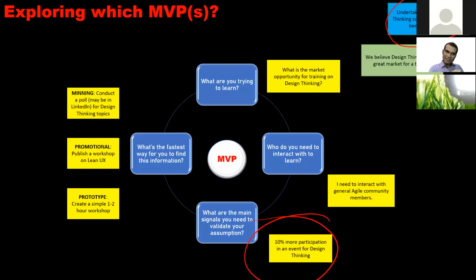So with these three MVPs, and of course not limited to these three, it's just an example for demonstration purposes, I'll get an idea that yes, there are people who are looking for it. There is a market opportunity. And my belief that design thinking is a great market for a trainer holds true. So I may go ahead and put my $3,000-4,000 into that design school, the D-School design course. Any questions so far?